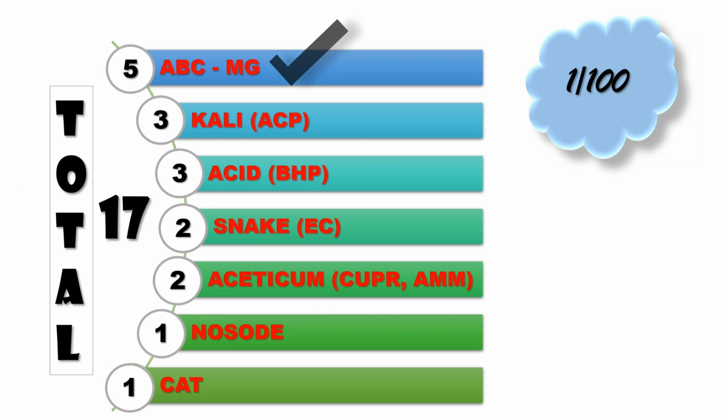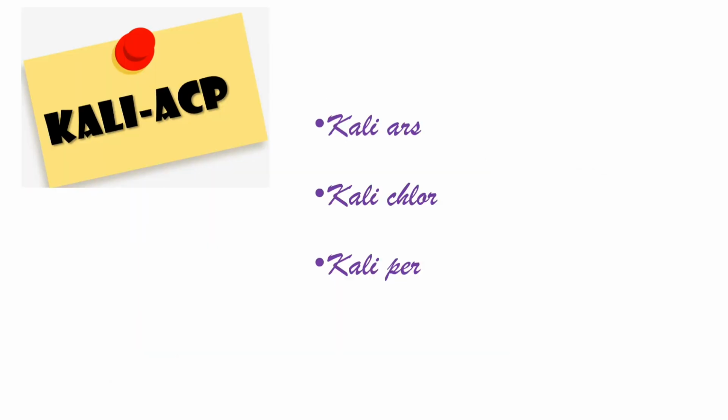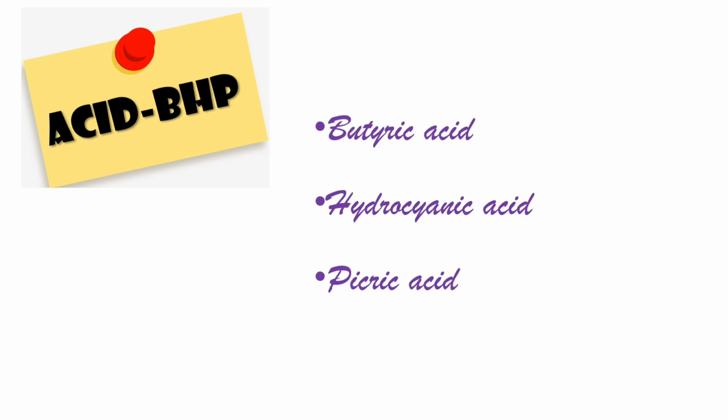Next, we will see three drug groups. We have seen ABCMG. Now the three drug groups are ACP Kali and BHP acid. ACP is for Polis, who is having the name as Kali, and for BHP, they have given acid. This is the mnemonic. Kali ACP is Kali arsenicum, Kali chlor and Kali permanganatum. Next, acid BHP. B is butyric acid, H is hydrocyanic acid and P is picric acid.